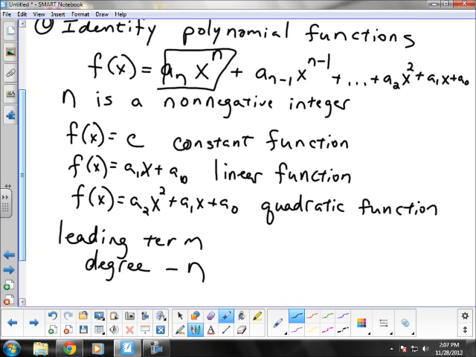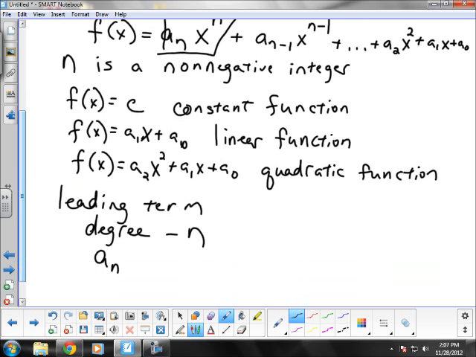And then this a sub n is called the leading coefficient. There are a lot of things that we can tell about this particular function if we can look at the leading coefficient. So those are the things you're going to be looking at: you're looking for the leading term because it tells you the degree of the polynomial, and the number that's attached to that is the leading coefficient, and it tells me a whole bunch of information about the look of the graph.